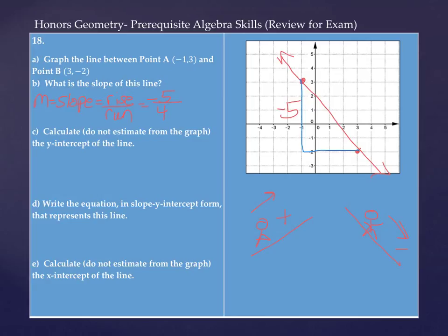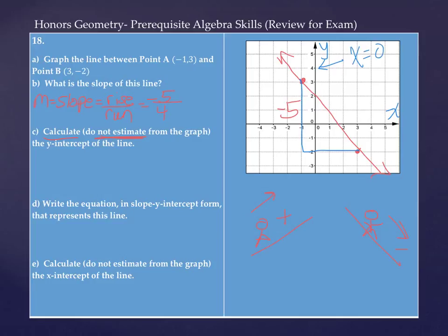C, my directions are: calculate, do not estimate, the y-intercept of the line. Most of us know here that the y-intercept is where that linear function crosses the y-axis. And I don't want you to read it off the graph. Everywhere on the y-axis, x is 0. x is not positive, x is not negative. Everywhere on that line, x equals 0.